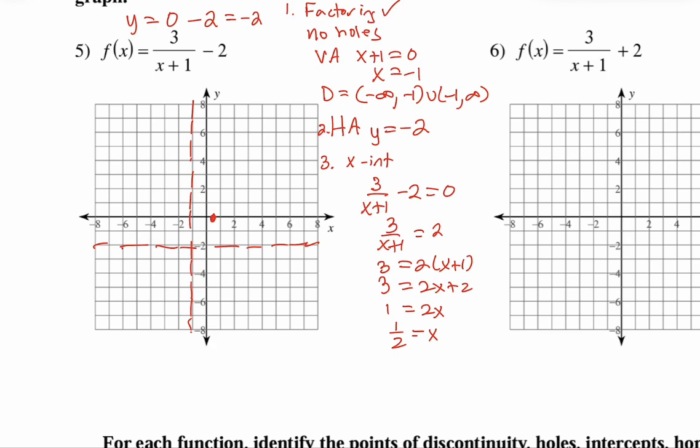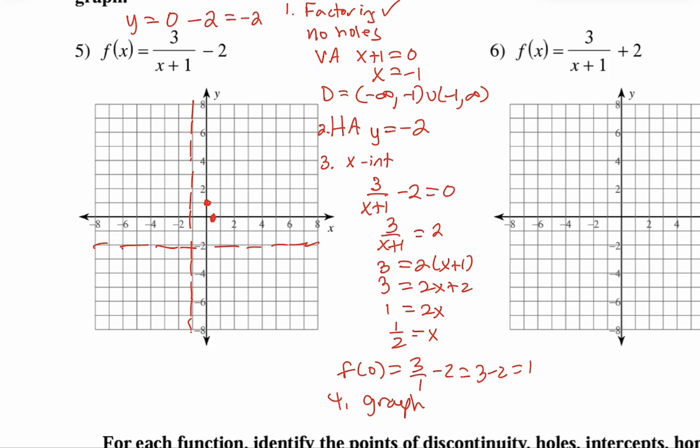Okay, that's the x-intercept. The y-intercept's really nice. Remember, you just plug in 0. So you get 3 over 1 minus 2. 3 minus 2 is 1. So we hit the y-axis at 1. So we have our x and y intercepts. So now we need to graph it.